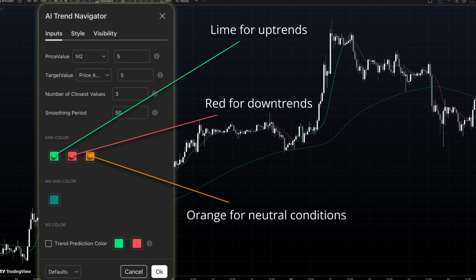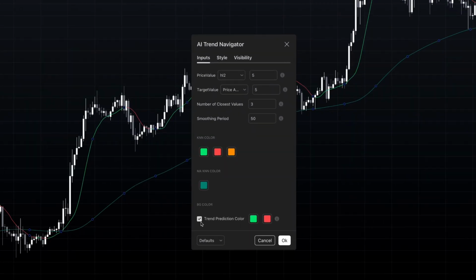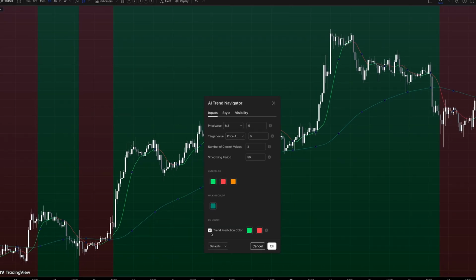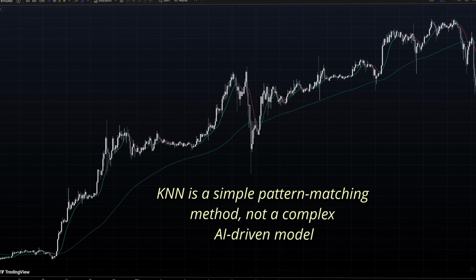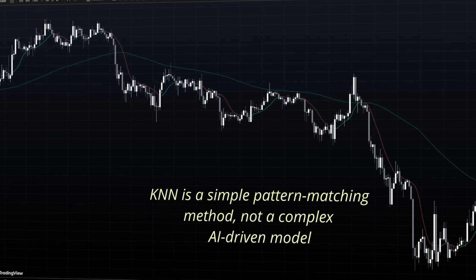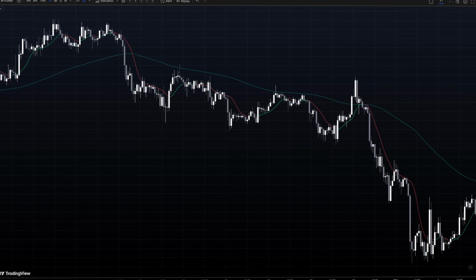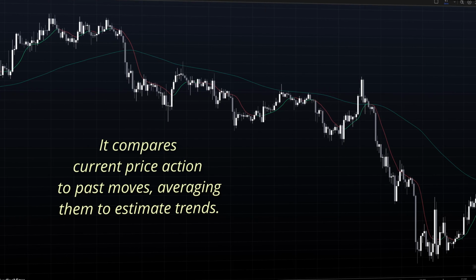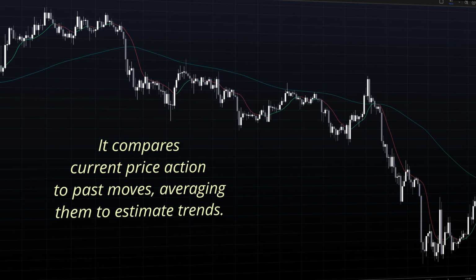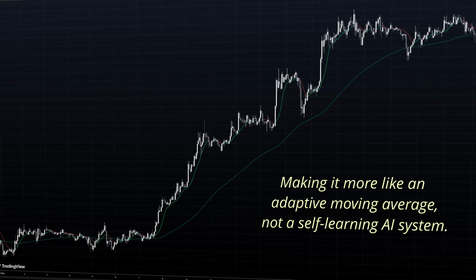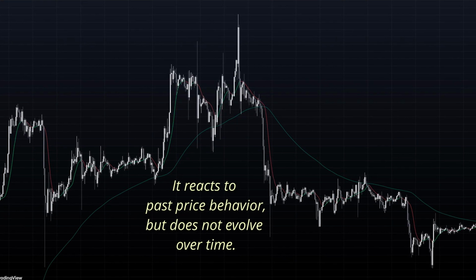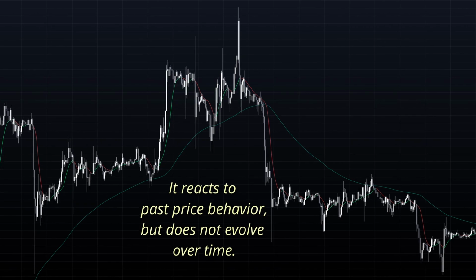The indicator visually represents trends through color changes: lime for uptrends, red for downtrends, and orange for neutral conditions. You can also enable background coloring to highlight predicted trend directions. While this indicator does use a genuine machine learning approach, KNN is a basic pattern matching algorithm rather than an advanced AI model. It works by comparing current price behavior to past price movements and averaging them to estimate trends, making it more akin to an adaptive moving average than a self-learning AI system. The algorithm is static, meaning it does not continuously learn or evolve beyond its rolling data window.